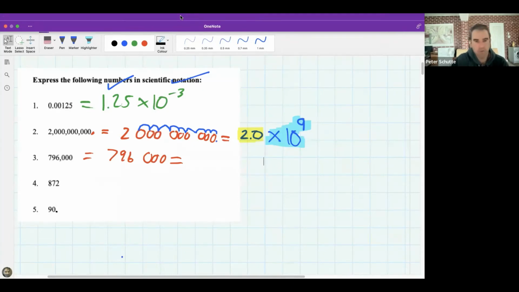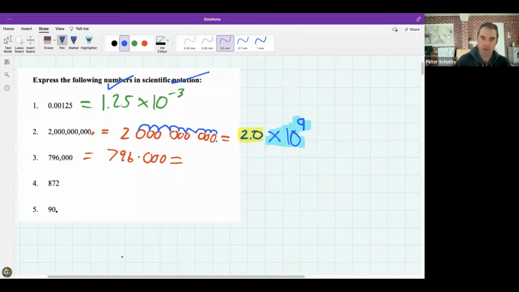Okay, what about the next one? See, Micah's got something in the chats. Jabu has had a go at question 4 as well. Kendra's also had a go at question 3. Looks like a big number to me. So 7.96. So 5 times 10 to the positive 5.